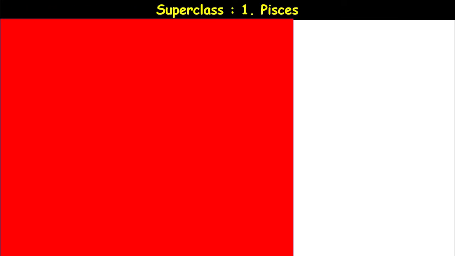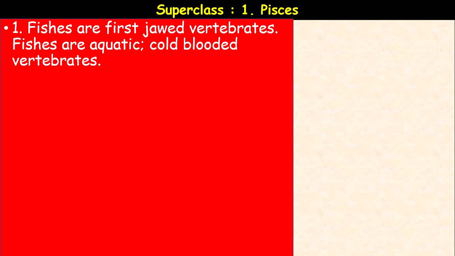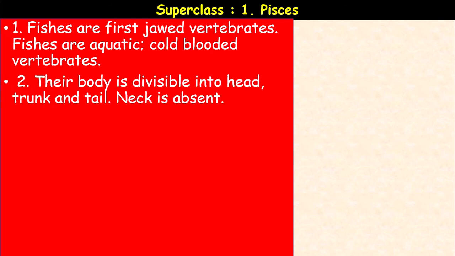Let us see superclass 1, Pisces, its general characters. Fishes are the first jawed vertebrates. They are aquatic, cold-blooded vertebrates. Cold-blooded means their body temperature does not remain constant, changes according to change in the environment. Their body is divisible into head, trunk and tail. Fish's body is divided into head, trunk and tail. Neck is absent in the fishes.